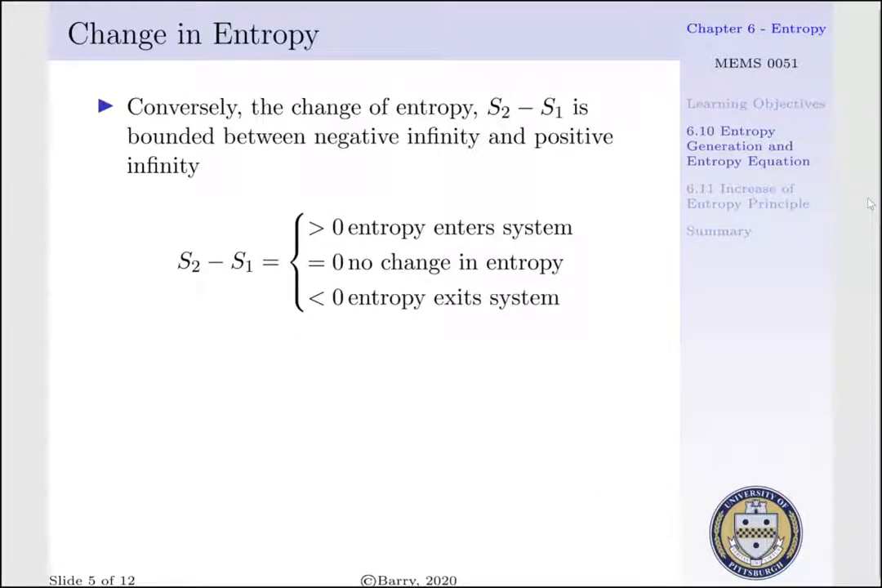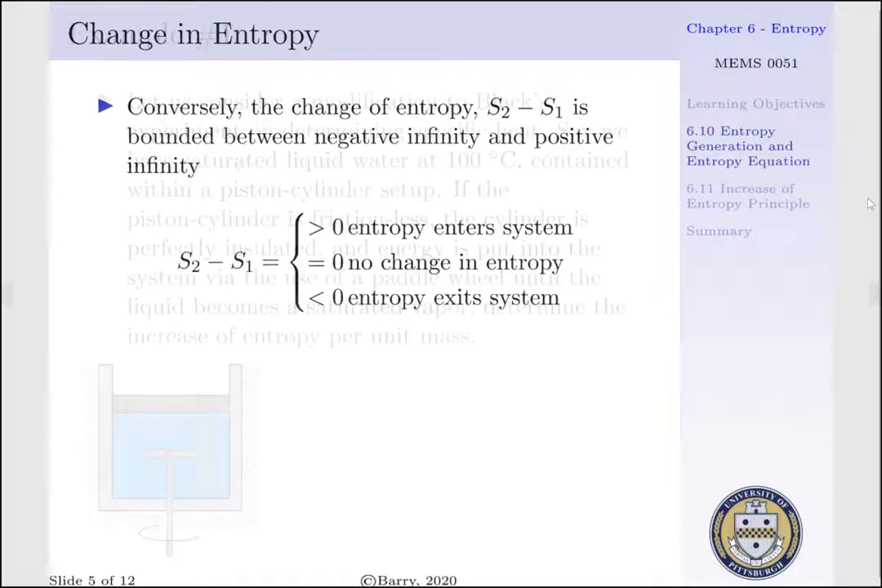That is, we can have three unique situations occur. S2 minus S1 can be greater than 0 when entropy enters our system. That is, we are having an increase of entropy associated with heat transfer processes. S2 minus S1 can be equal to 0 when there is no change of entropy. That is, there are no irreversibilities and no heat transfer processes within our system. And S2 minus S1 can be less than 0 when entropy exits our system.